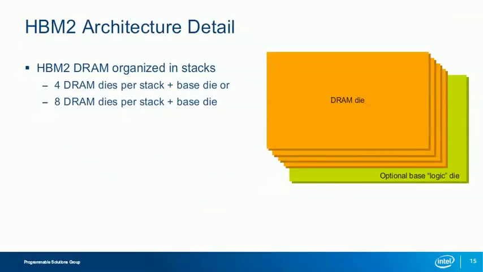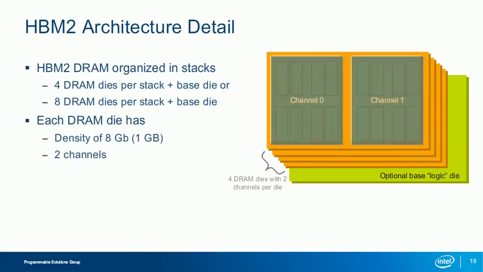So, as noted, the HBM2 itself is organized in stacks and is supported in 2 configurations, either a 4-high stack consisting of 4 DRAM dies or an 8-high stack of 8 DRAM dies, plus a base die. Here is another look at a 4-high stack. Each DRAM die has a density of 8 gigabits and consists of 2 channels.